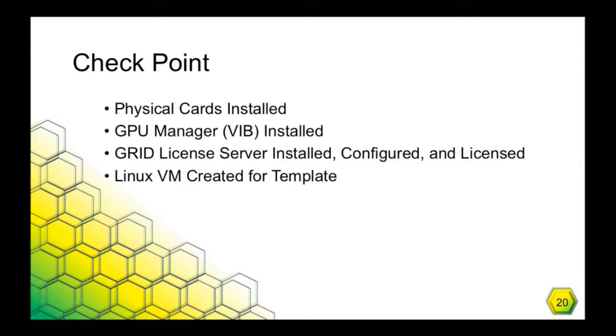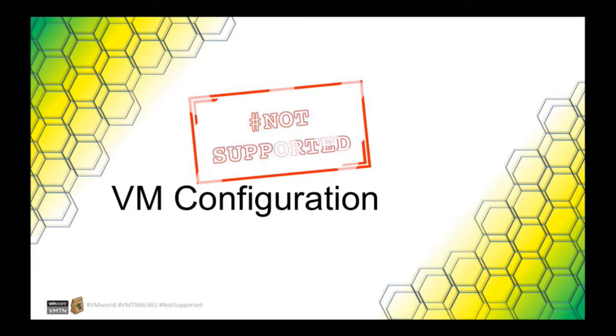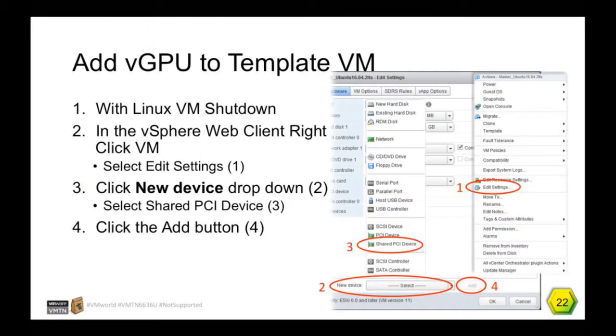We've got the physical cards installed, we've got the VIB installed, we have the GRID license server installed, and hopefully you have a template Linux VM that you're ready to use for this. You've gone through, you've optimized it, you've loaded the packages and everything that you want to run on that. That gets us to where we can start configuring the virtual machine.